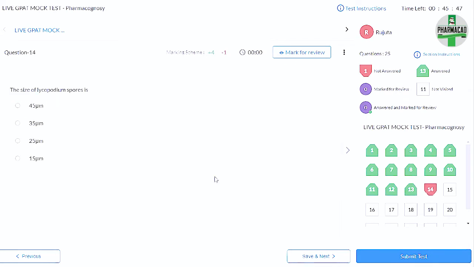Size of lycopodium spore is 25. Correct. So I will not explain this because this is just a memory question again.